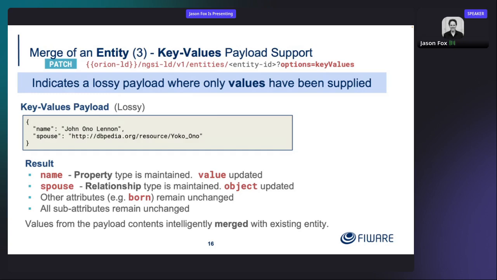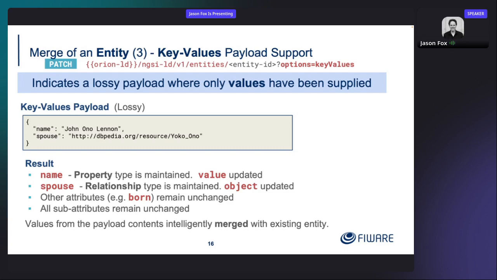This patch endpoint also can accept the same options parameter. But in this case, what it means is that if I supply a name and it's already a property in there, I'm just going to update that property. If I supply a relationship like spouse and I just put a value in there, an object URN in there, it's just going to be the object updated. Other attributes are not going to be changed. Sub-attributes are not going to be changed.